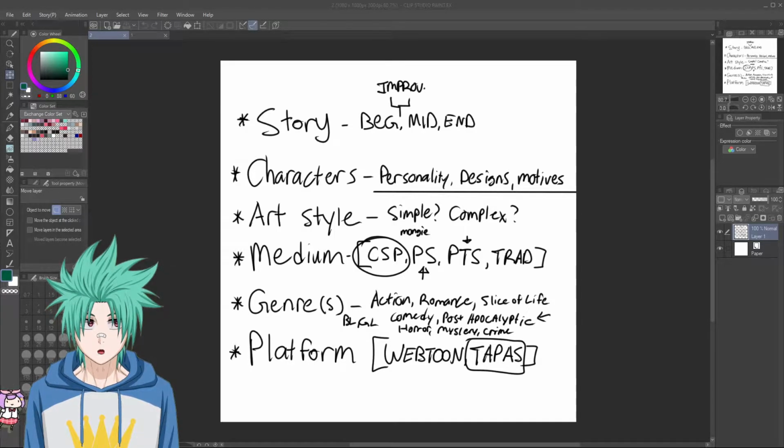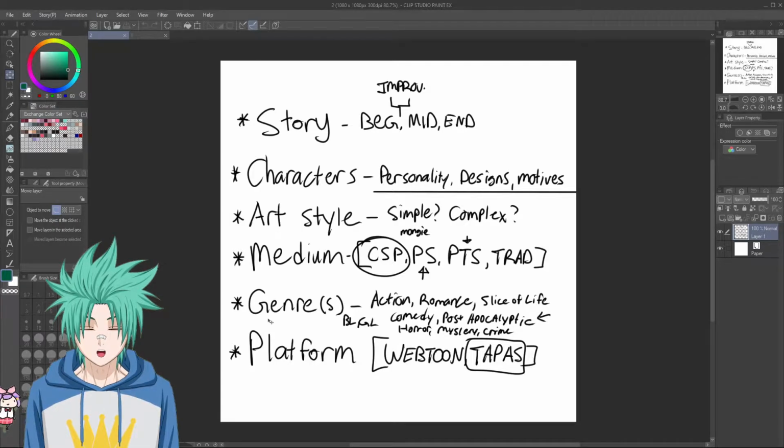So these are the basic things that you guys need to know before making a webtoon, and to always keep in mind when you're making one. It's the story, the characters, the art style, the medium, the genres, and the plot. These 6 points should always be important to remember.